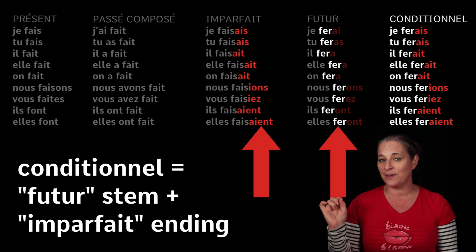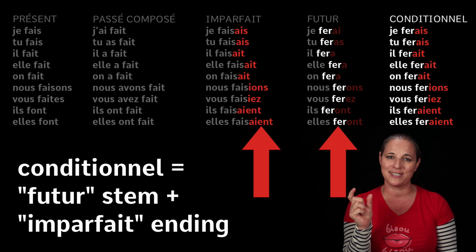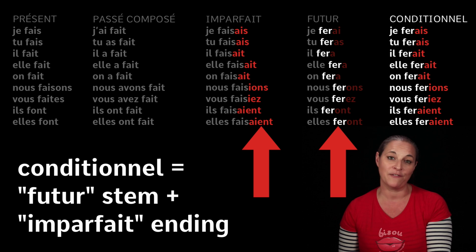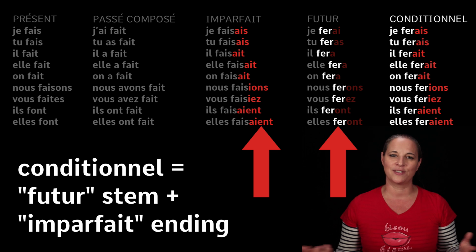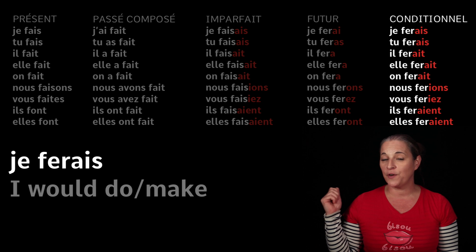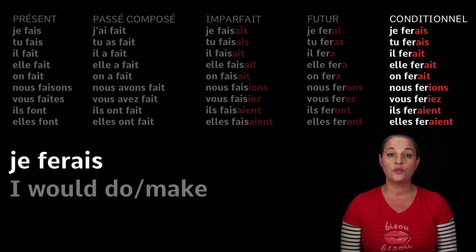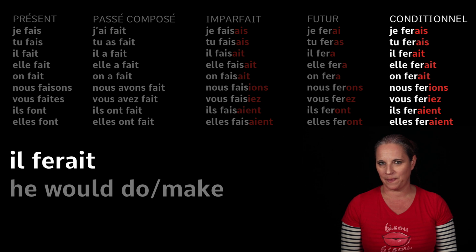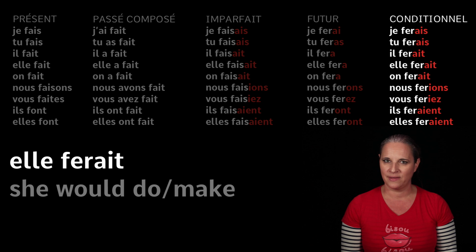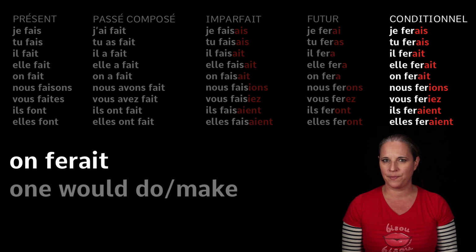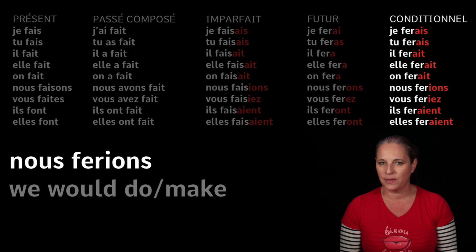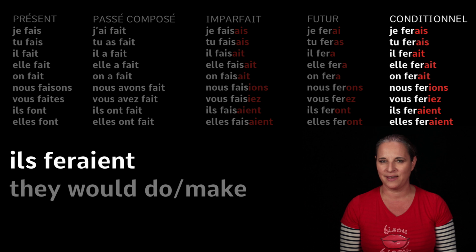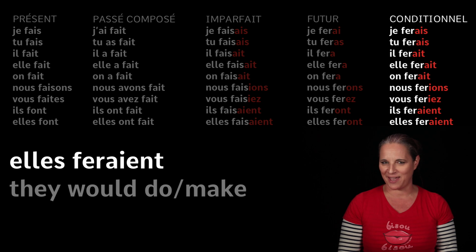Now, what you need to do is take the beginning of the future tense, there you go, F-E-R, and add the endings of the imperfect. And then you have a conditional tense. So, je ferais, I would do. Tu ferais, you would do. Il ferait. Elle ferait. On ferait. Nous ferions, vous feriez, ils feraient, elles feraient.